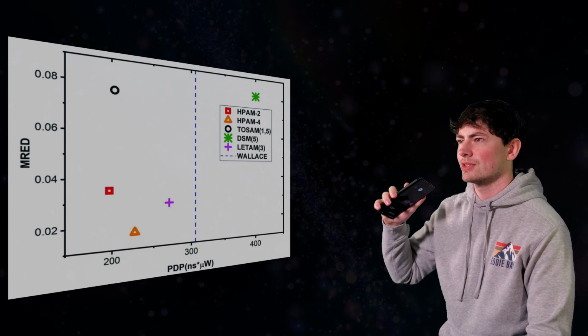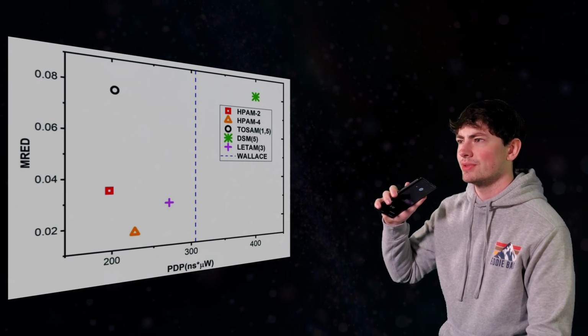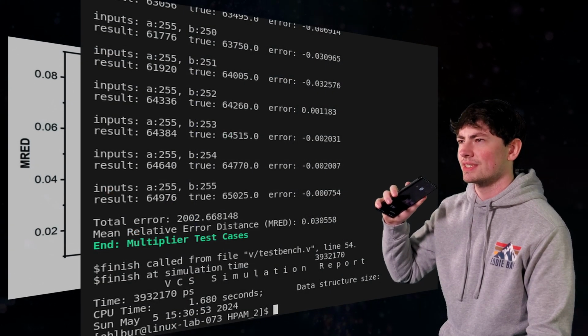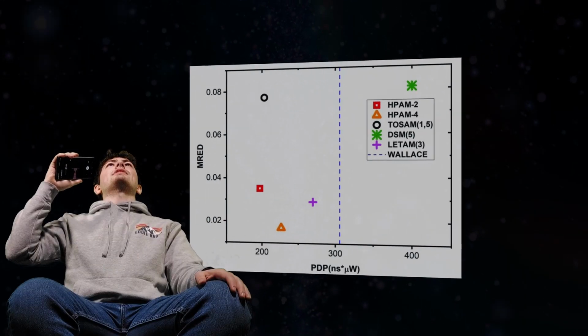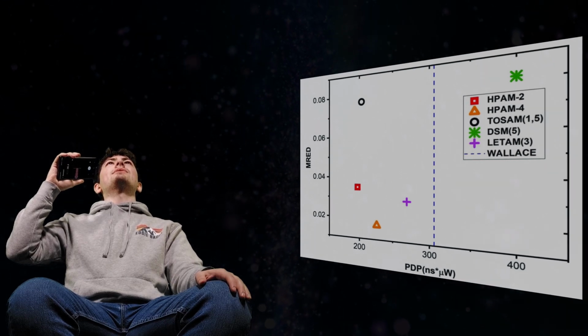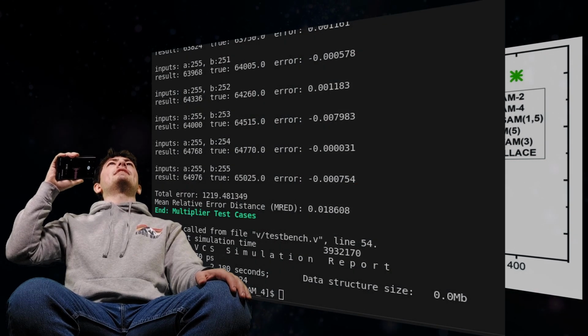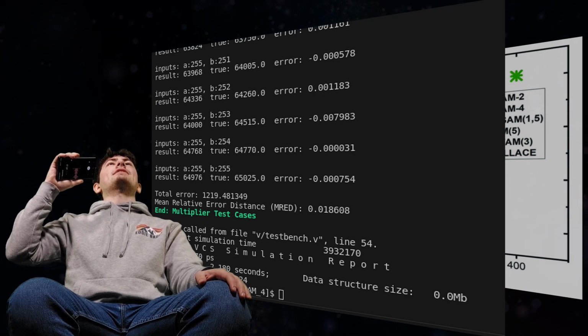Mean relative error distance, or MRED, is a metric used to compare error between approximate multipliers in the paper. The paper shows an MRED of around 0.035 for HPAM2, while we saw an MRED of 0.030558 for HPAM2. The paper also shows an MRED of a bit under 0.02 for HPAM4, and we saw an MRED of 0.018608. The slight difference are a result from the paper calculating MRED on a large dataset of random inputs, while we calculated it on the set of all possible input pairs.